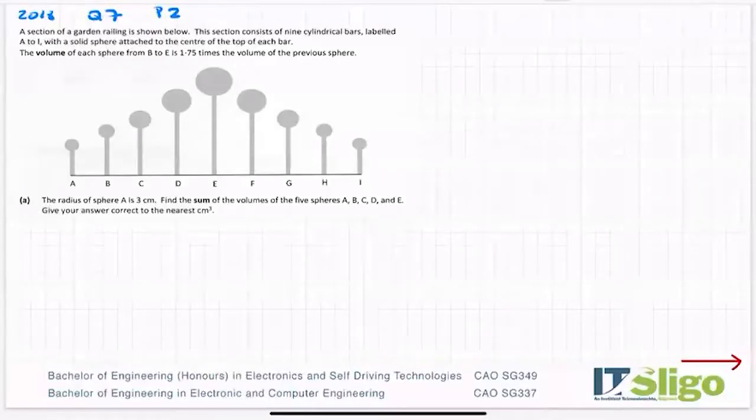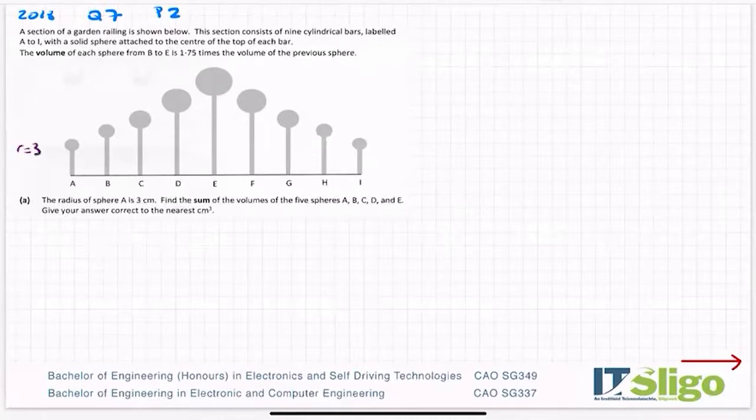2018 question, yet another one on that paper on sequence and series. This time it's question 7 of paper 2, and it was unusual to get a sequence and series question on paper 2. A section of a garden railing is shown below. This section consists of 9 cylindrical bars labelled A to I with a solid sphere attached to the centre of the top of each bar. The volume of each sphere from B to E is 1.75 times the volume of the previous sphere. The radius of sphere A is 3 centimetres.